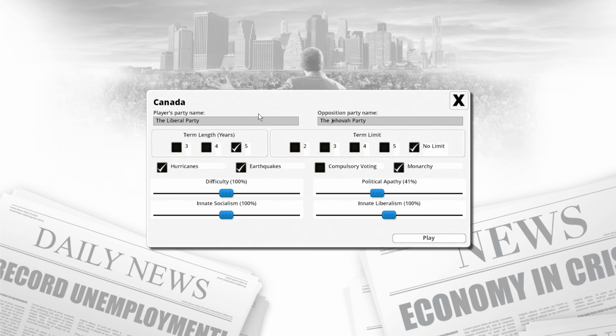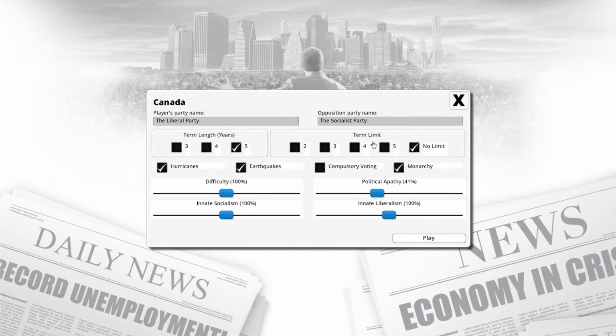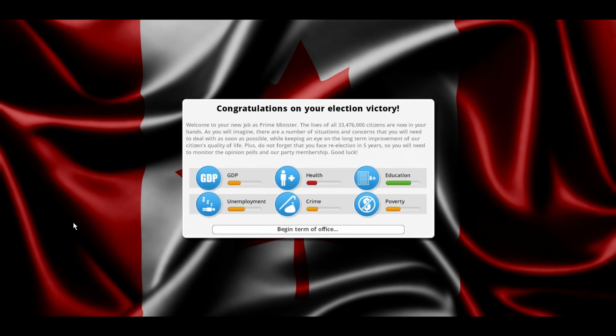Now you can choose your settings here. I'm gonna choose the opposition. I'm gonna make them the Socialist Party. Why not? So you can choose your basic settings. I'm gonna leave it all at default for now, and click play. And let's see what happens. Click to return to government.